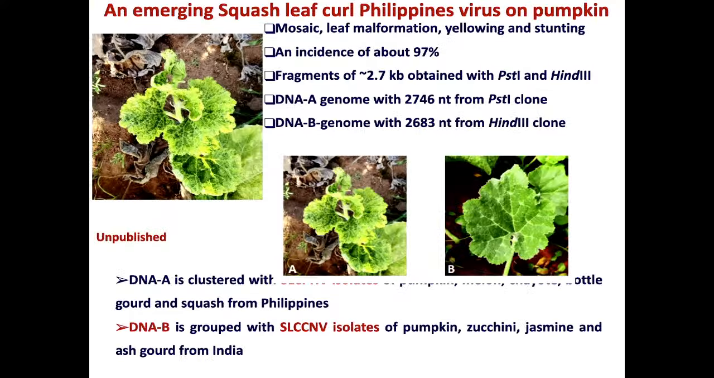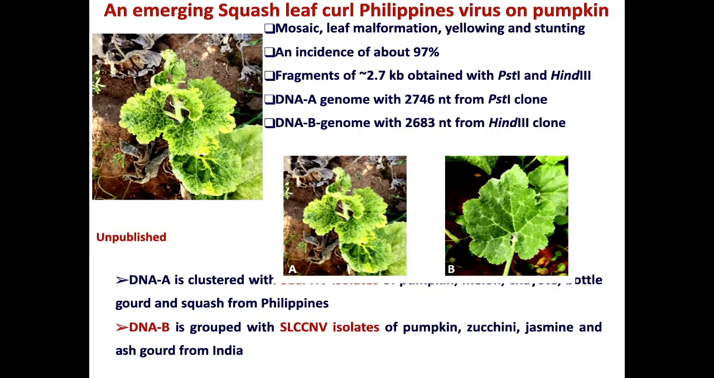And in such a case, in addition to those variants of tomato leaf curl viruses, we could get some special viruses also, like squash leaf curl Philippines virus. So we collected one sample from pumpkin from the Udumalpet area of Coimbatore district with typical mosaic mottling and leaf deformation or malformation with yellowing. Stunting is one of the common symptoms in the majority of begomovirus infected plants. And the incidence was found to be 97%.